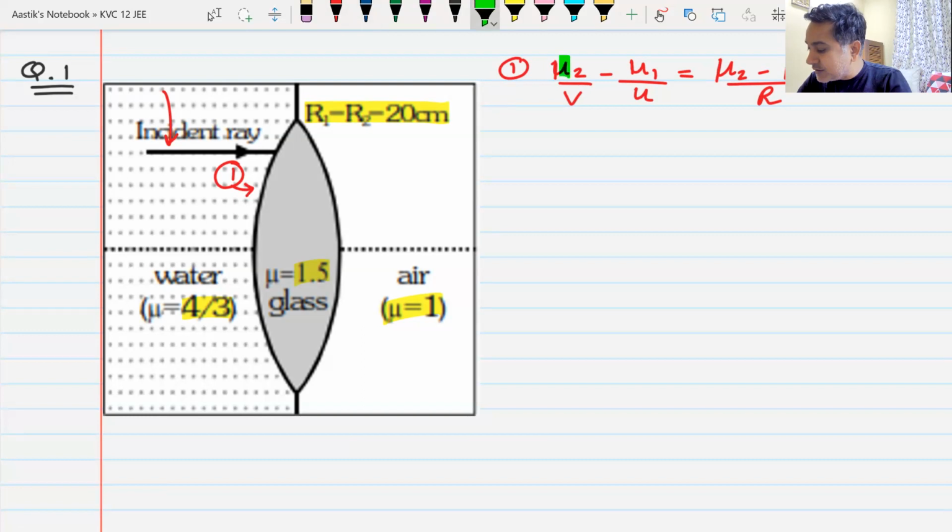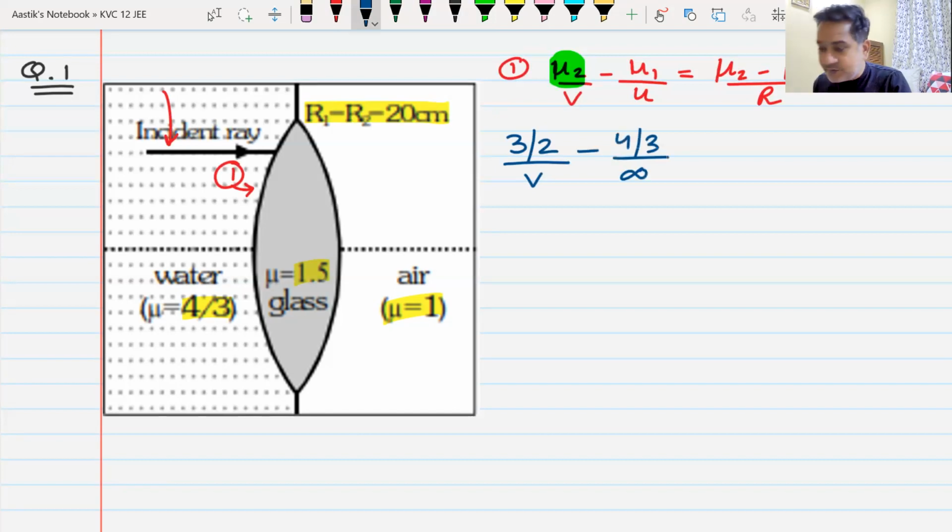What is the value of mu2 here? Mu2 for the first surface, what is mu2? 3 by 2. Well done. Just remember this simple thing. 3 by 2 divided by V. Let me write it as V. 3 by 2 divided by V minus, what is the value of mu1 for the first surface? 4 by 3. Well done. It is coming from water. 4 by 3 divided by U. U is taken as infinity because I'm supposed to find the focal length. That must be equal to 3 by 2 minus 4 by 3 divided by R.